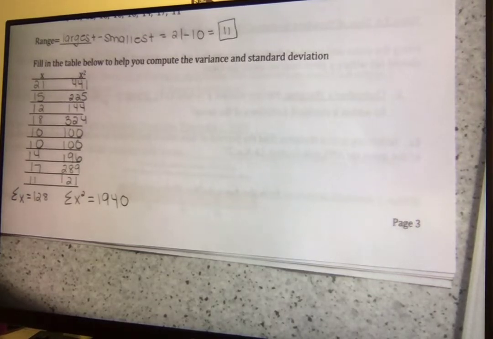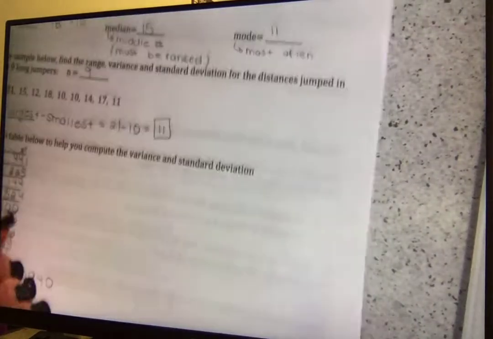Before we go to the next page, questions, comments, concerns for me? Alrighty, next page.